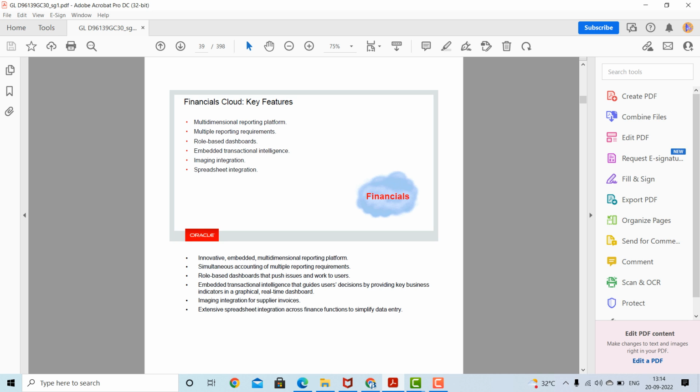There is imaging integration for supplier invoices, and extensive spreadsheet integration across financial functions to simplify data entry. So we can use spreadsheets like Excel. We can integrate with this Oracle Cloud via some steps, which you will see in the tutorial.